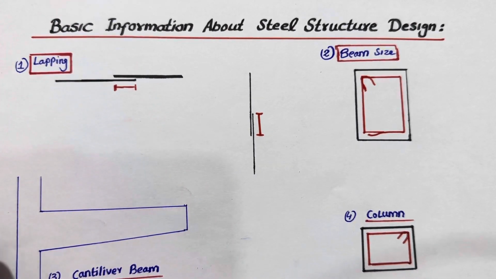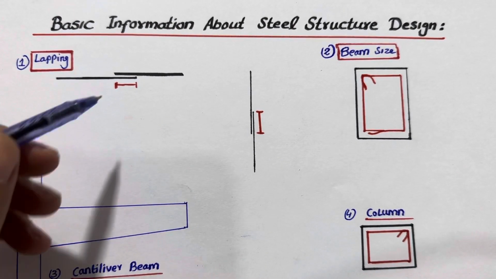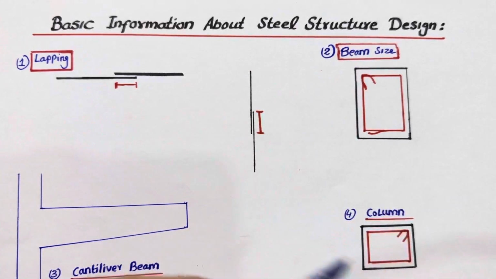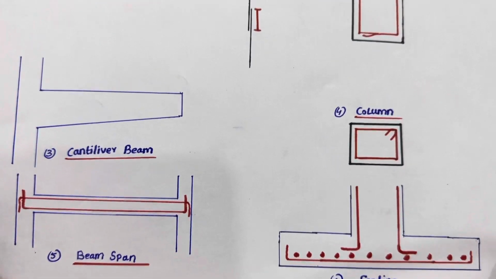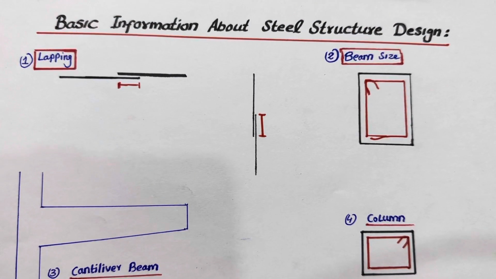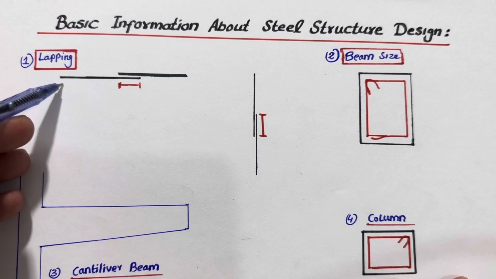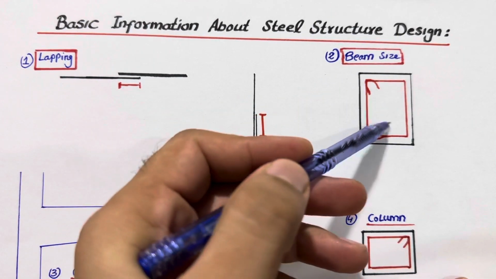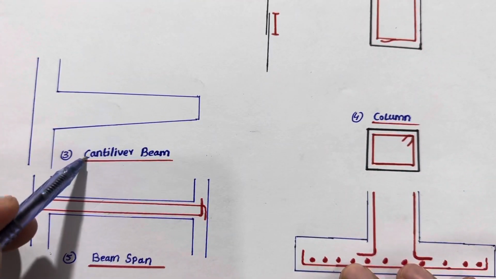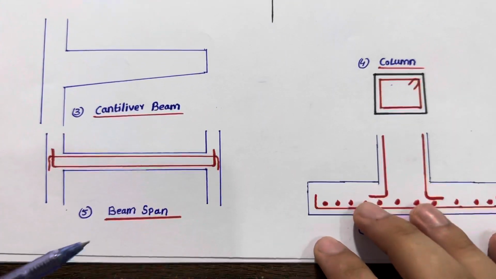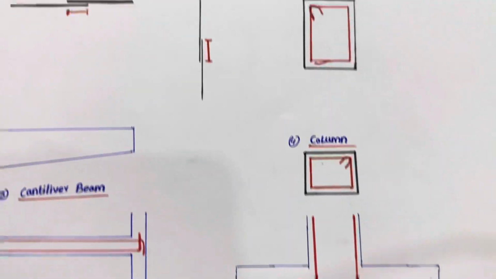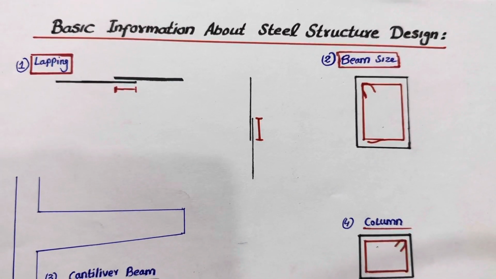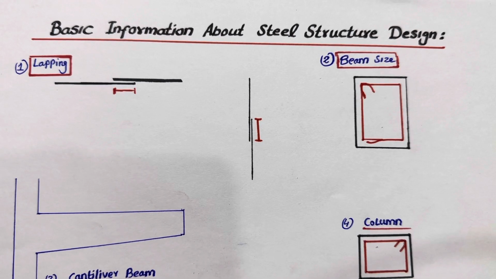Today in this short practical video, I will guide you for basic information about steel structure design. If you are working on a construction site, or if you are studying, you should know the basic info about steel structure design. I will discuss lapping in steel structure, beam size, steel reinforcement, cantilever beam, column details, beam span, and next the footing details. So this is a short video, so watch this video till the end to know the basic information.